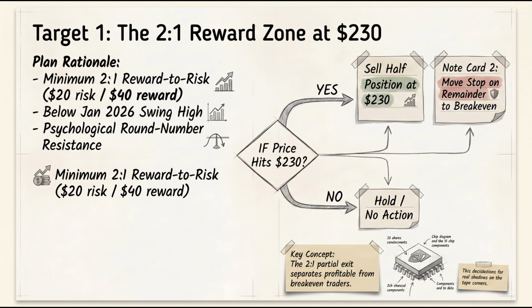This level is significant because it sits just below the January 2026 swing high, where profit-taking historically clusters. Once we hit 230, we sell half of our position and immediately move the stop on the remaining shares to our break-even price. This single disciplined act of taking partial profits at a 2-to-1 ratio is the primary difference between traders who stay in the game and those who eventually wash out.